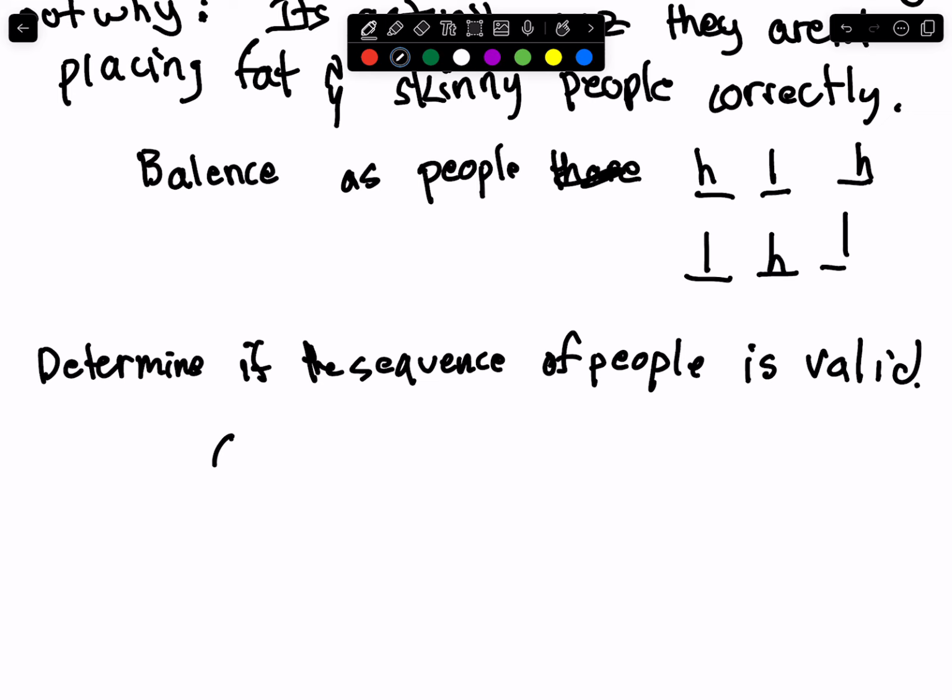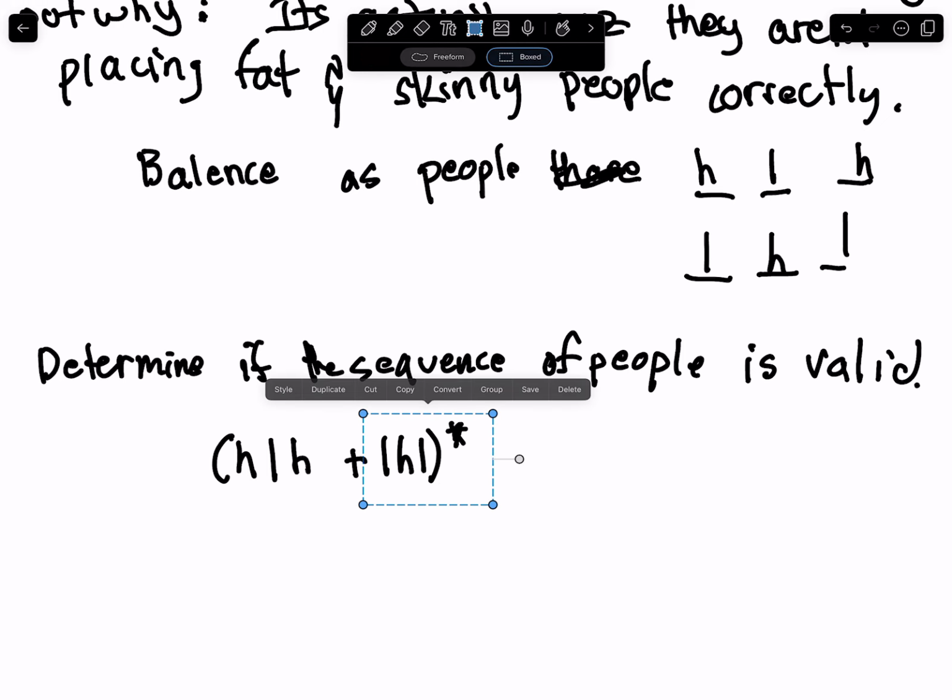Assume that you have triplets of people, because there's three seats per row. H L H, or L H L, star. You select one of the triplets and you can repeat them as many times as you want.